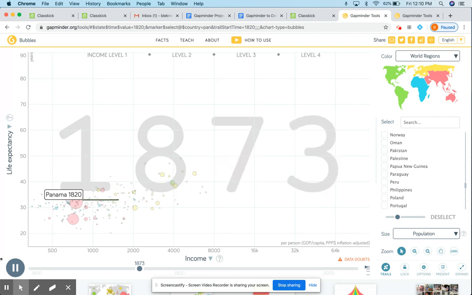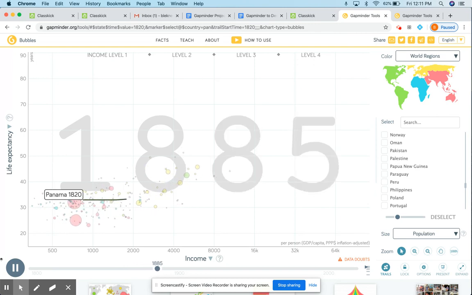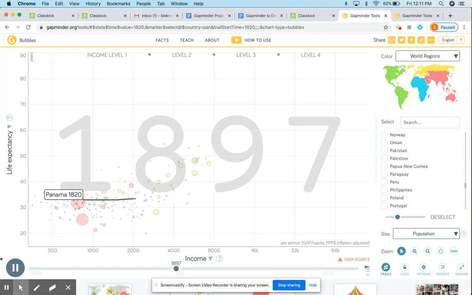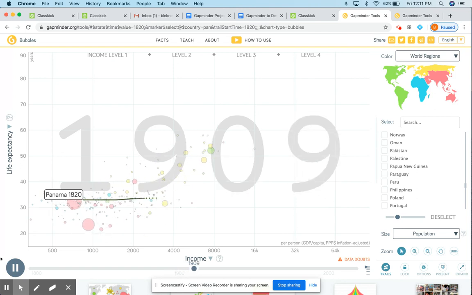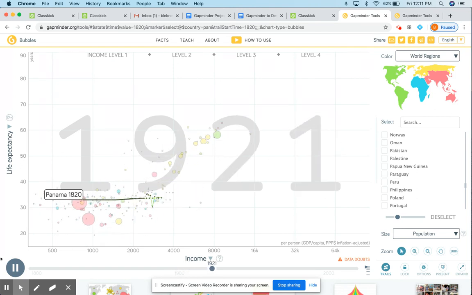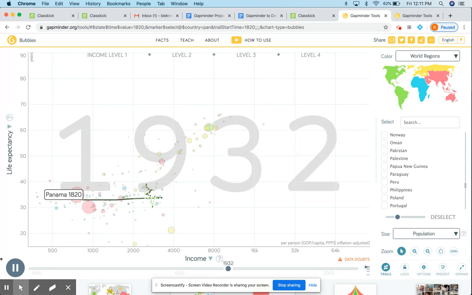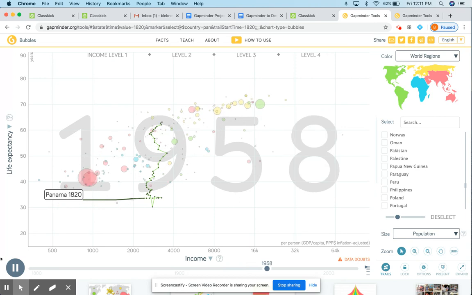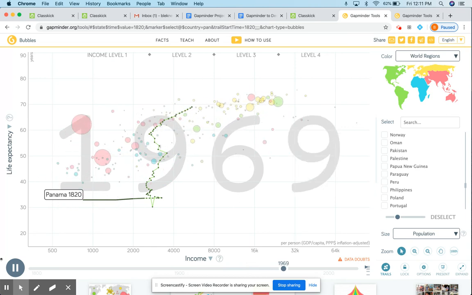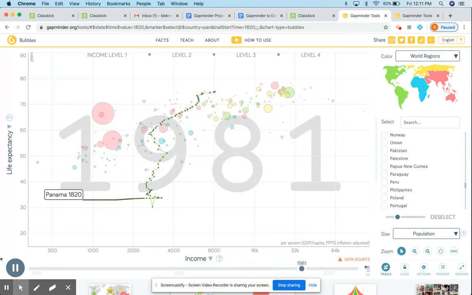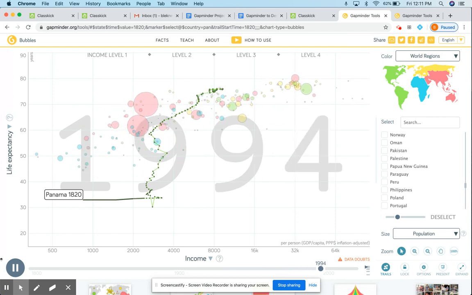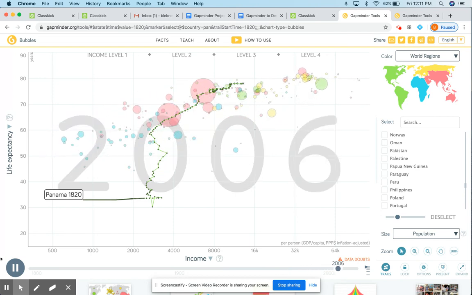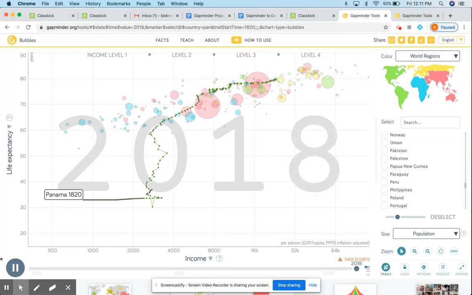And looking at it, it looks like their income level is going up, but their life expectancy is staying pretty steady. We're in 1914, 1915, and then look at everything else kind of change and bounce around. Oh, now Panama's going crazy. So you can really track data versus time, and you can wonder what happened right there in the 70s that made Panama's life expectancy go up so much. Very interesting. Cool.